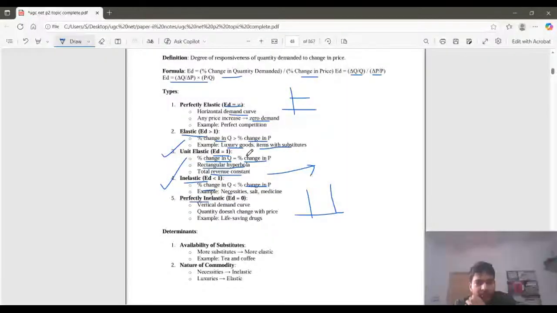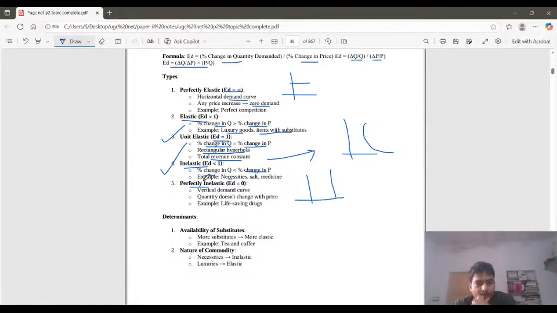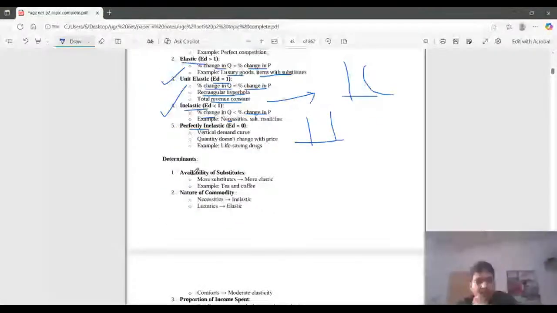Examples are necessity goods like salt, medicine, etc. Now for unit elastic demand, ED equals one, it is a rectangular hyperbola with total revenue constant. The determinants: availability of substitutes. The more substitutes, the more elastic the demand. Example: tea and coffee.